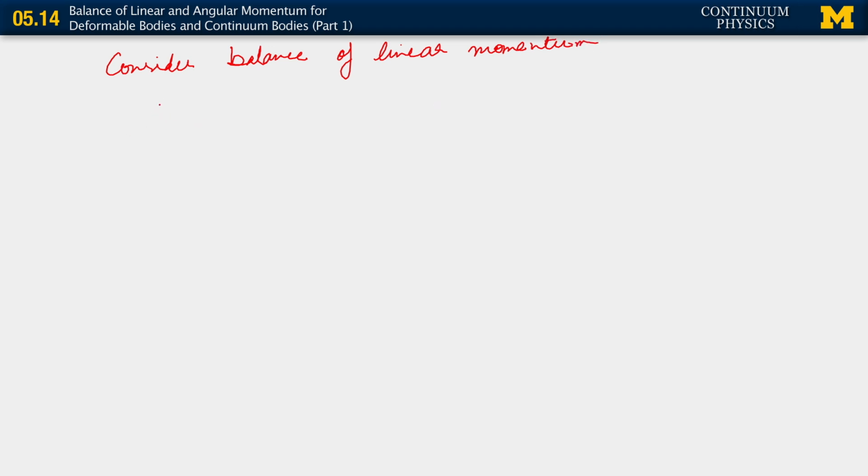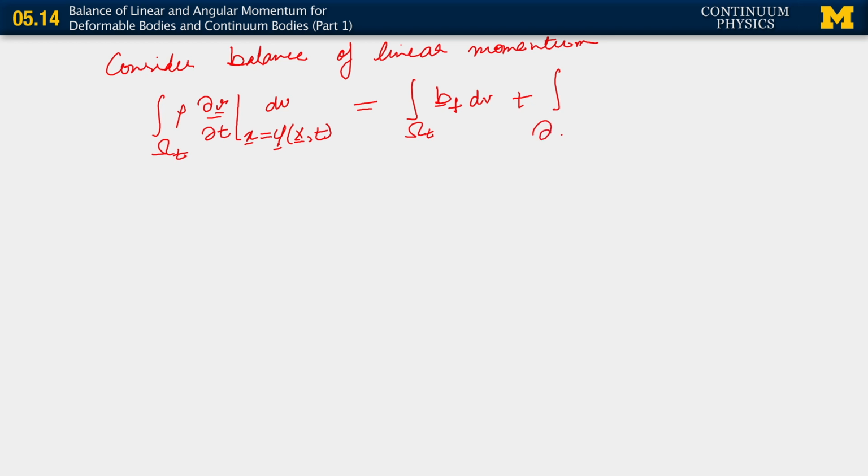Okay? And I'm going to write it out now in the integral form: integral over omega t, rho times the material time derivative of v, dv, equals integral over omega t of the body force, bf dv, plus integral over the traction boundary subset of the traction t dA. Okay? Now, this is our balance of linear momentum in integral form. We want to bring it down to a pointwise form. All right? Now, that would be straightforward enough to do if only all three integrals were over the same domain.